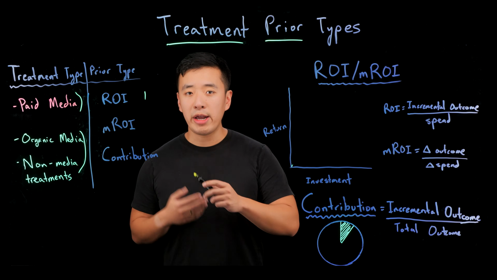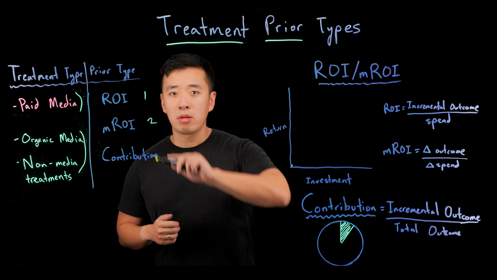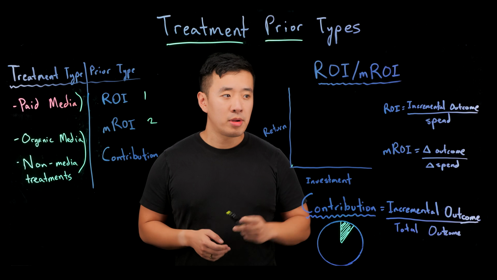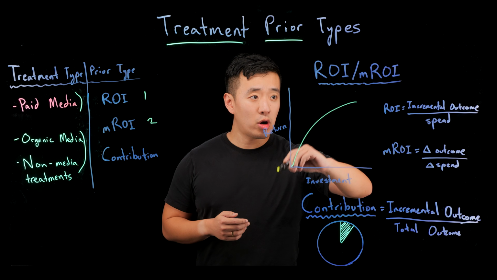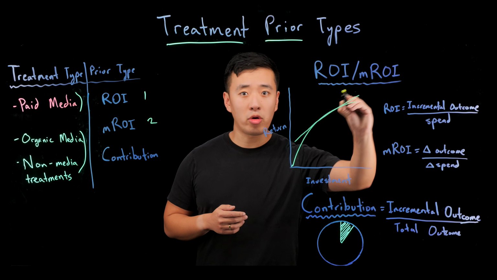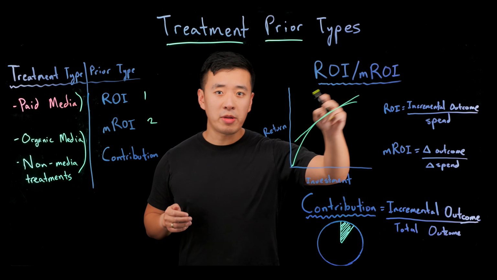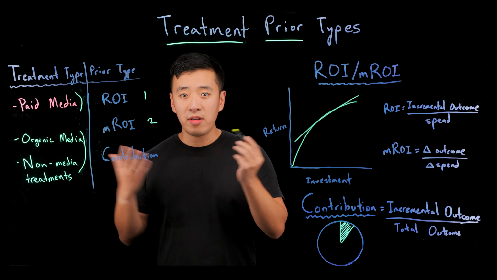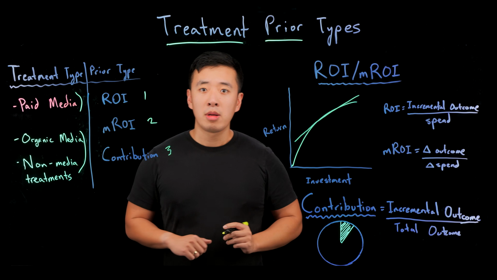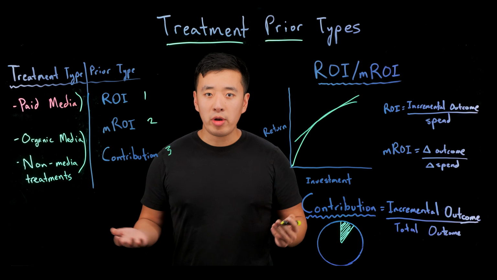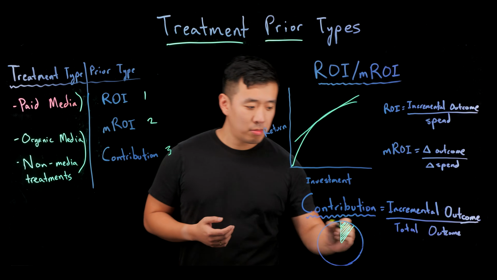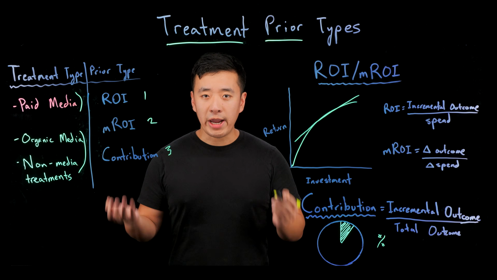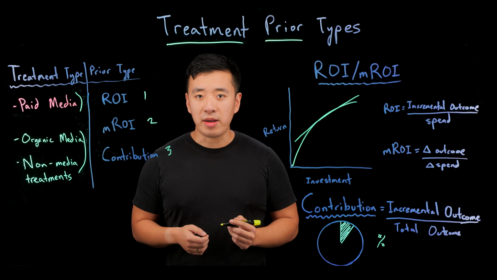Next is mROI, or marginal ROI. This looks at the return of one additional monetary unit. So if this is ROI, this would be mROI. It targets a slope at the margin. This is essential for budget optimization. Last is contribution. This is the proportion of the total outcome attributable to a channel. This is your go-to for organic and non-media when spend data is missing.